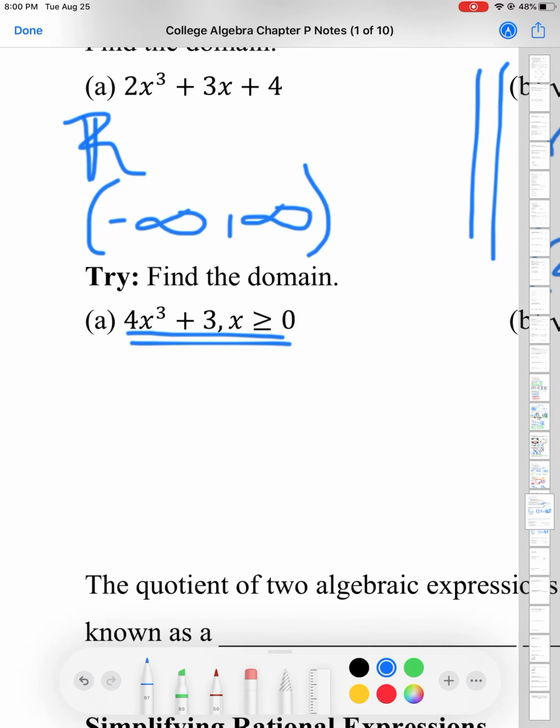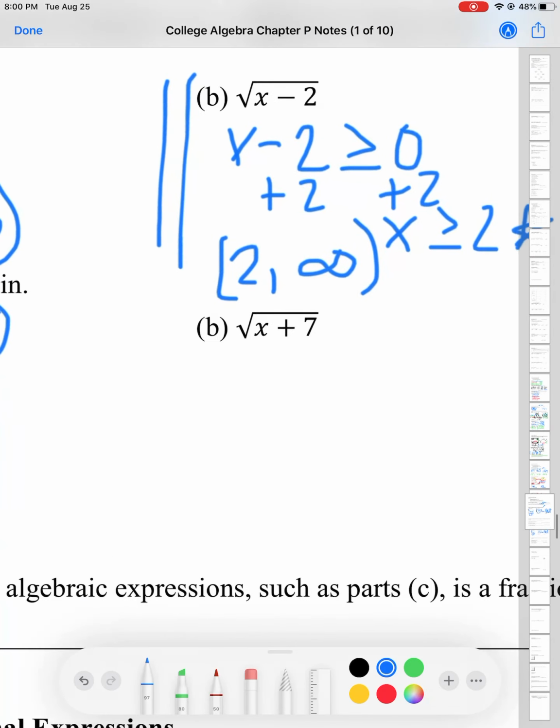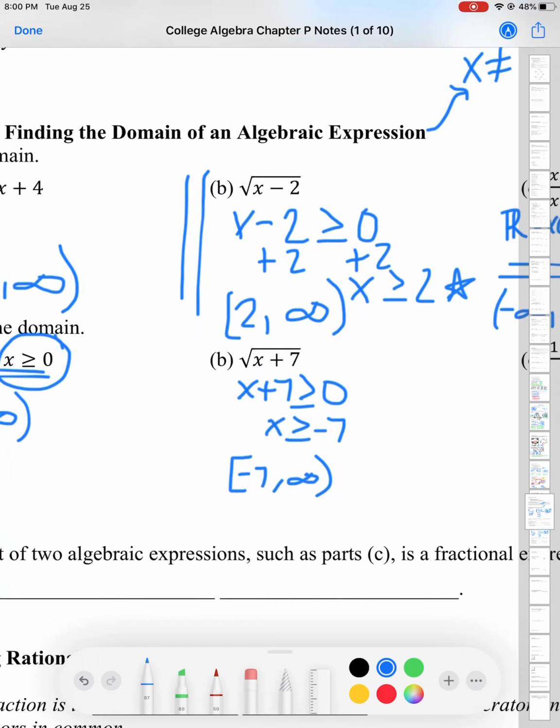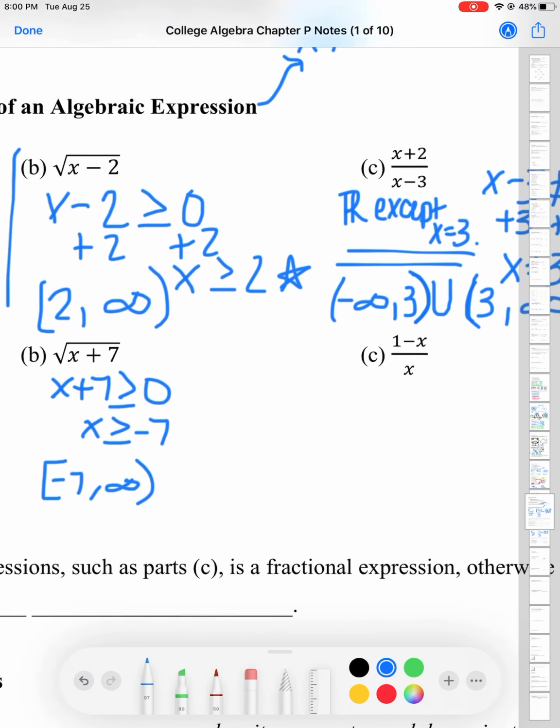On A in the try, this is a polynomial, and normally it would be all real numbers, but they restricted the domain for you. Basically, they took this polynomial and cut off some of the graph. So they just told you the domain. Your domain is from 0 to infinity. On B, x plus 7 has to be greater than or equal to 0. So x has to be greater than or equal to negative 7. So from -7 to infinity are the x values that our graph will hit.